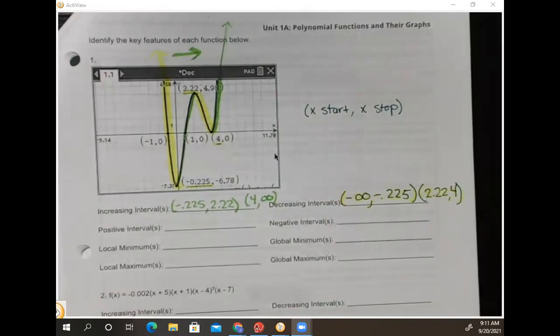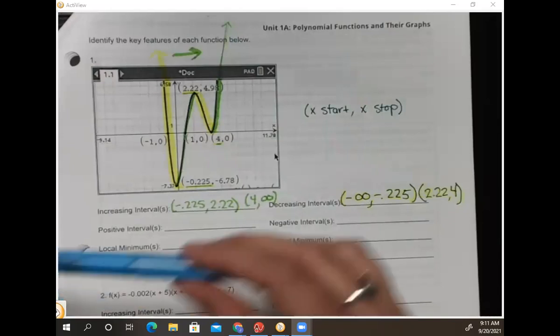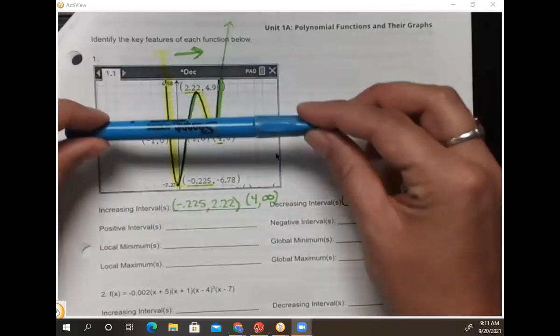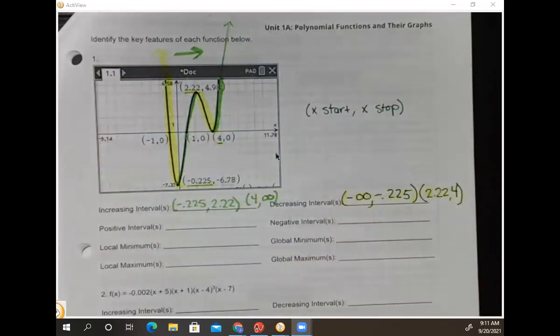Okay, now let's look at positive and negative intervals. I tend to say that we're okay with the increasing and decreasing intervals, but we get a little tripped up on the positive and negative intervals. Positive and negative refers to, for this portion of the graph, am I looking at positive y values or negative y values? So we're looking at, am I above or below the x-axis? If we're above the x-axis, that's positive. If we're below the x-axis, that's negative.